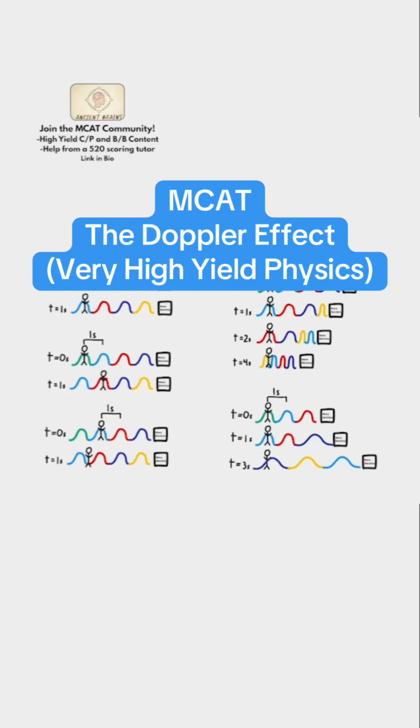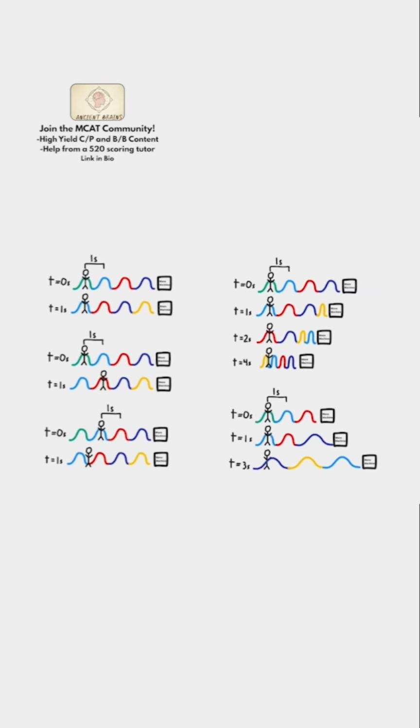The Doppler effect is something that you have to know for the MCAT, and this explanation is going to make it really easy. So we're starting in the top left up here. We have a wave machine, which is the square, and it's producing a wave traveling to that stick figure.